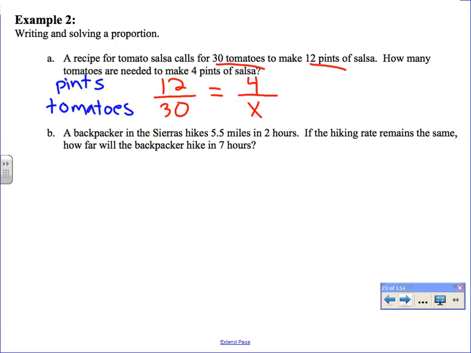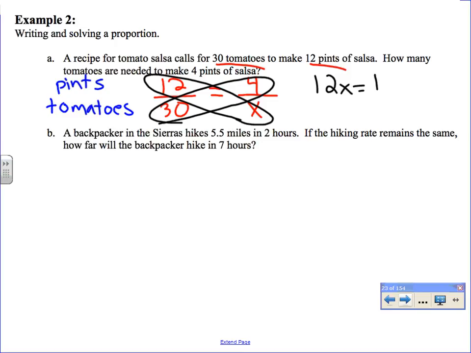Okay, to solve that, we're going to use cross products. So let's solve. Make your butterfly. Multiply across both ways. I usually start with the side that has the variable. 12 times x is 12x. 4 times 30 is 120. And then you're solving for how many tomatoes are in 4 pints. So maybe we should make some salsa, huh, guys? So 120 divided by 12 is, anyone want to tell us? Evan? Good. So we end up with x equals 10 tomatoes.